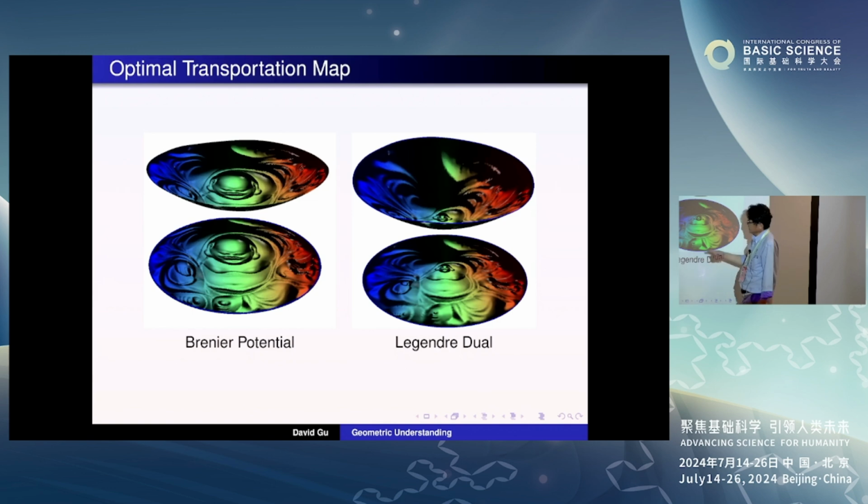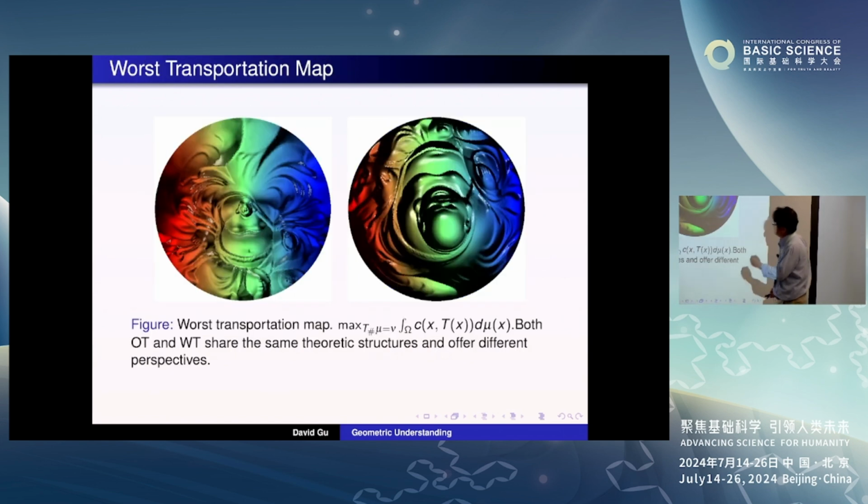Amazingly, the inverse mapping is also optimal. So therefore, the inverse mapping is also the gradient of a function. And these two convex functions differ by the c-transform. So therefore, everything is very symmetric.